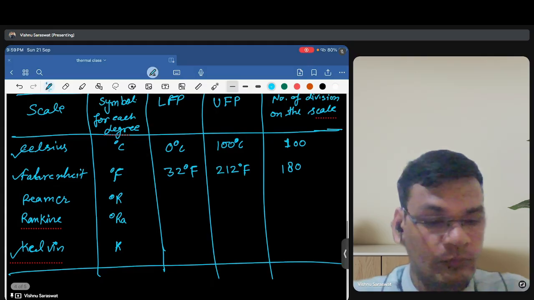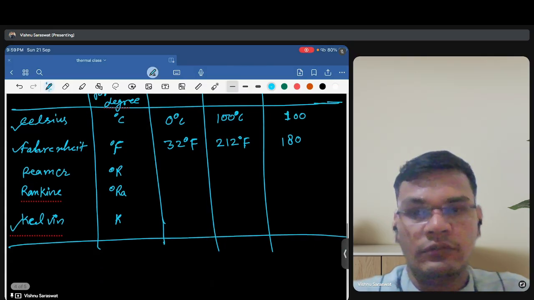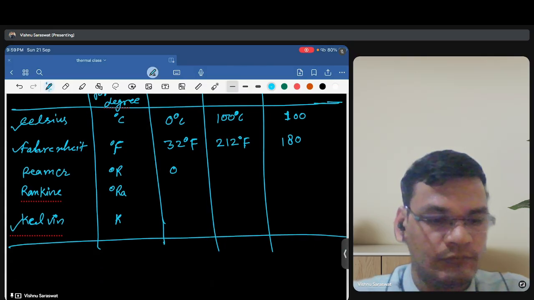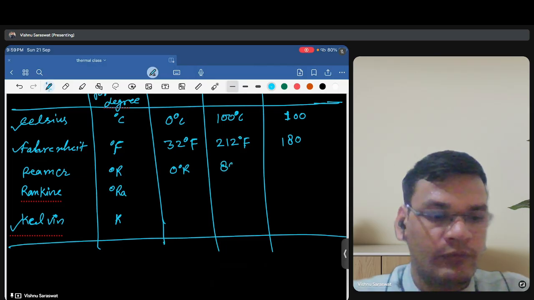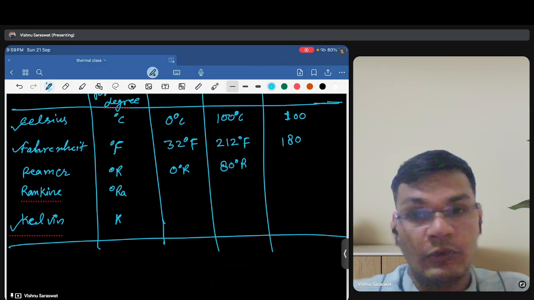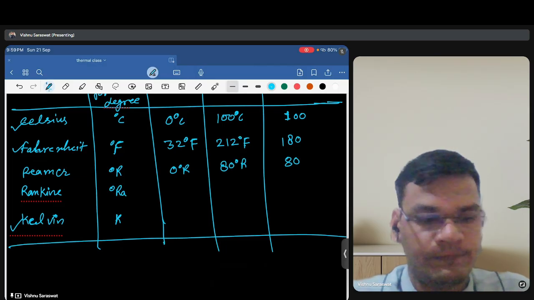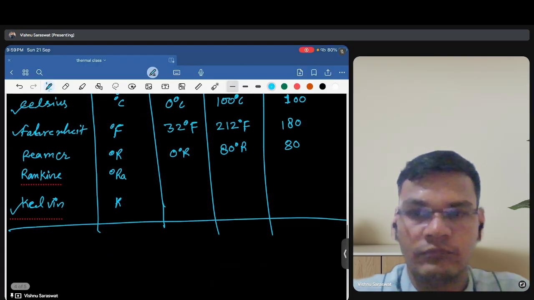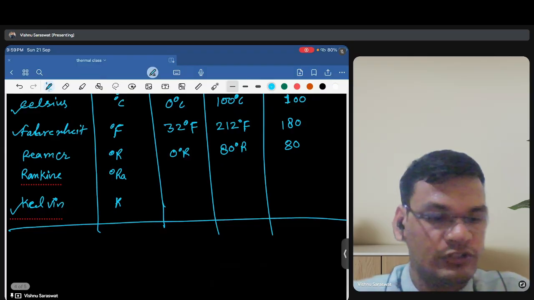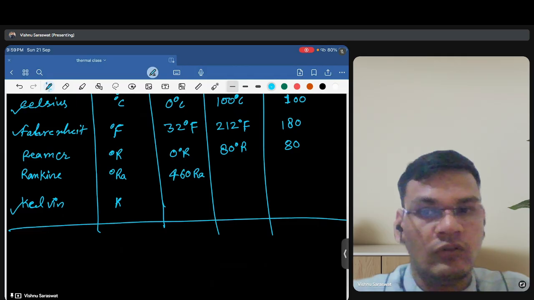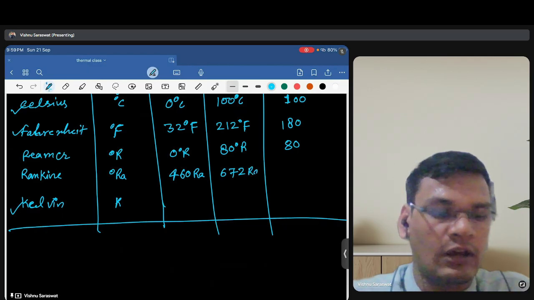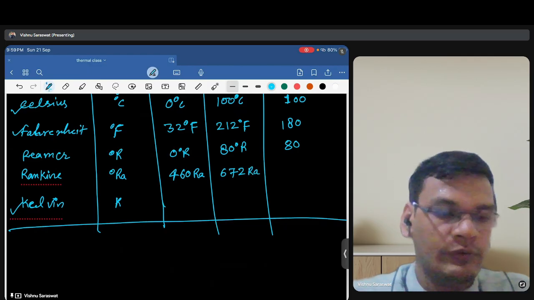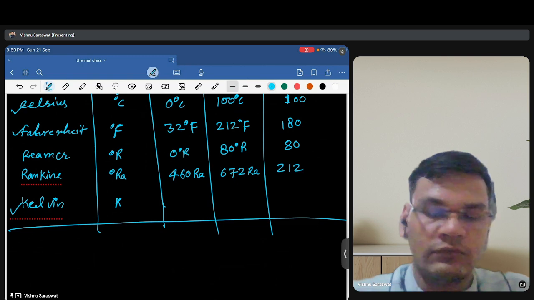Now come to the Reaumur. The Reaumur lower fixed point is 0 degree R, and the upper fixed point is 80. So the number of divisions on the scale is 80. Now the fourth one is Rankine: the lower fixed point is 460 Rankine, and the upper fixed point is 672 Rankine. So the number of divisions on this scale is 212.